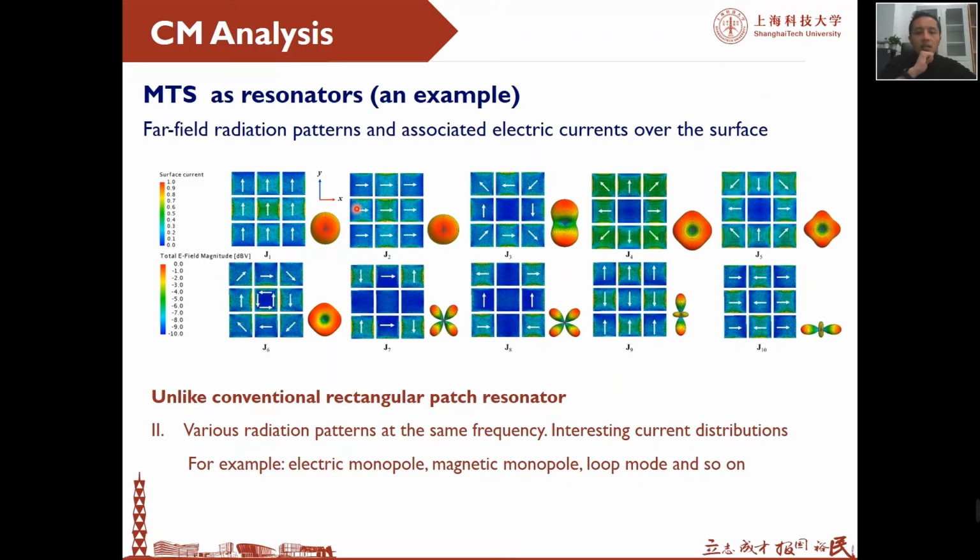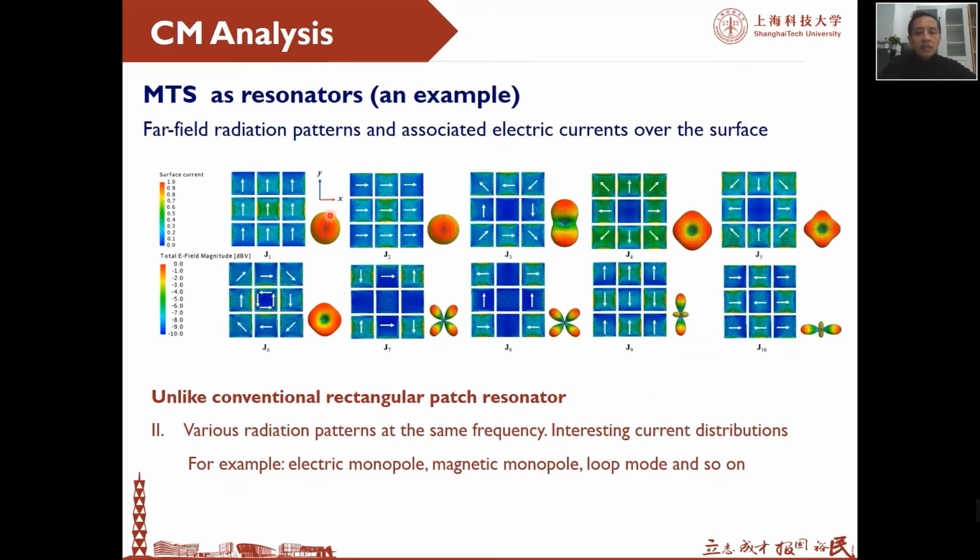And let's take a look at the electrical currents over all the metallic patches. Actually, they are perfectly electrically conducting. So we have the currents and the very interesting radiation patterns. This is also different from conventional rectangular patch resonators because we see the modes, let's say the electrical monopole, the fourth mode, and we may also have an electrical loop, which forms a magnetic monopole, which is here, the fifth mode, the loop mode, and so on. Is it a TM10 mode or 01 mode?